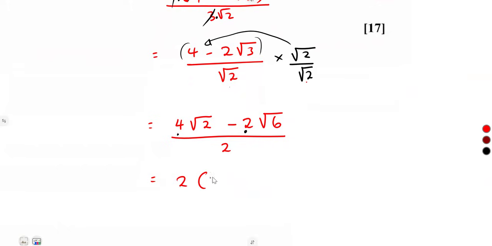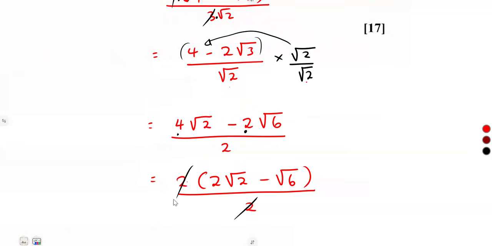4 divided by 2, that's 2. Square root of 2 minus 2 divided by 2, that's 1. So it's going to give us square root of 6, everything over 2. So here we are to cancel, and this will be our final answer at the end. So you can have our answer as 2 square root of 2 minus the square root of 6.